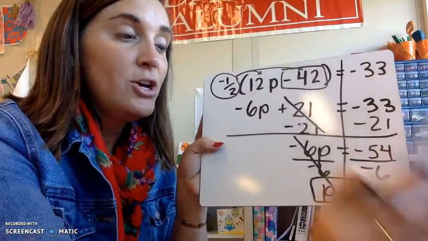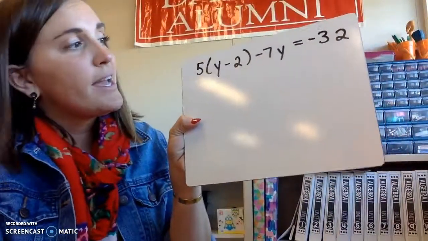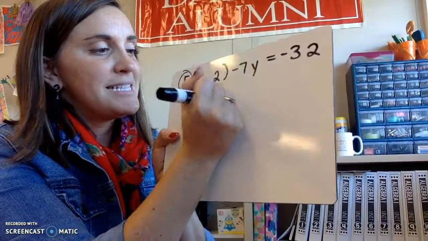with number 9. No fraction this time, but we're going to have to incorporate both the distributive and combining like term steps now. So 5 (y minus 2) minus 7y equals negative 32. So we are going to distribute 5 through. So we've got 5y minus 10.